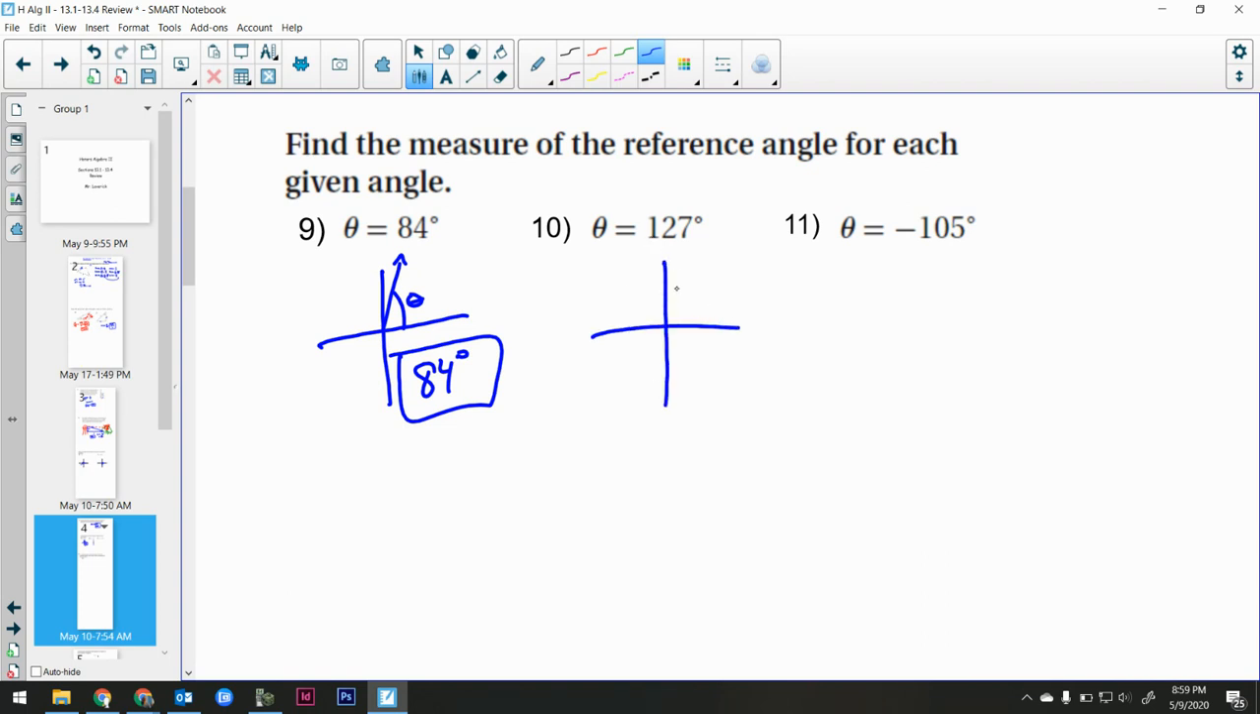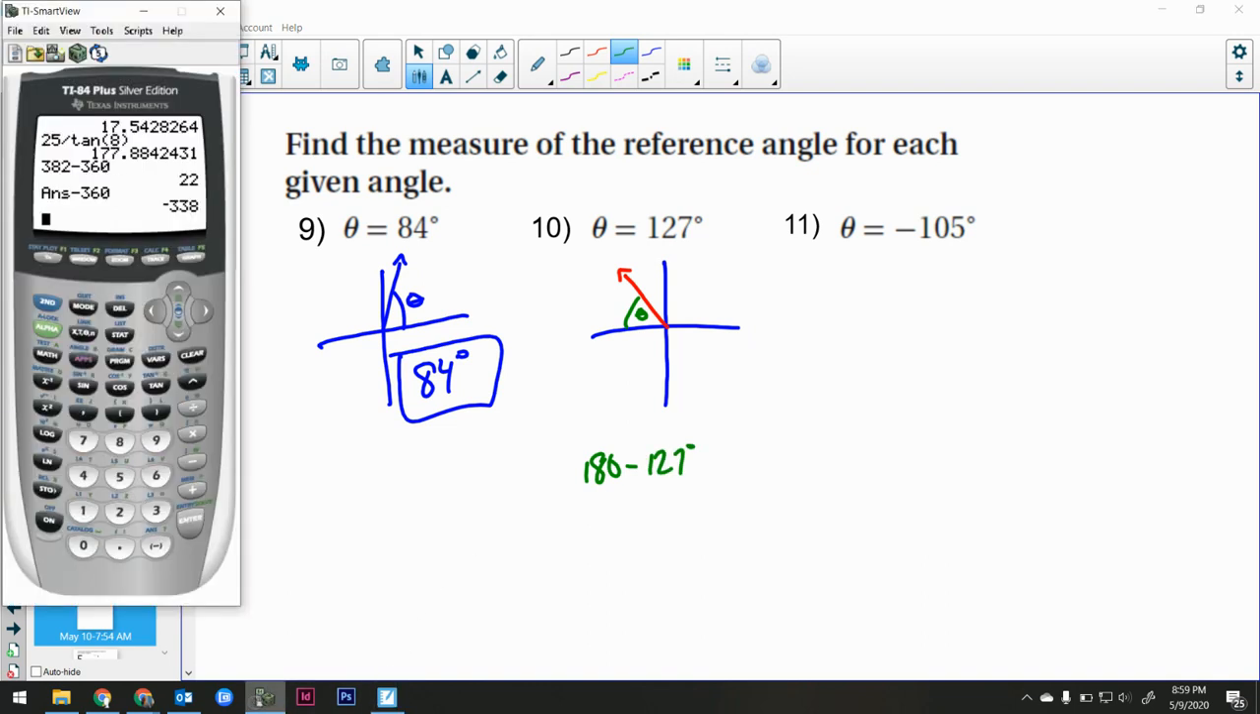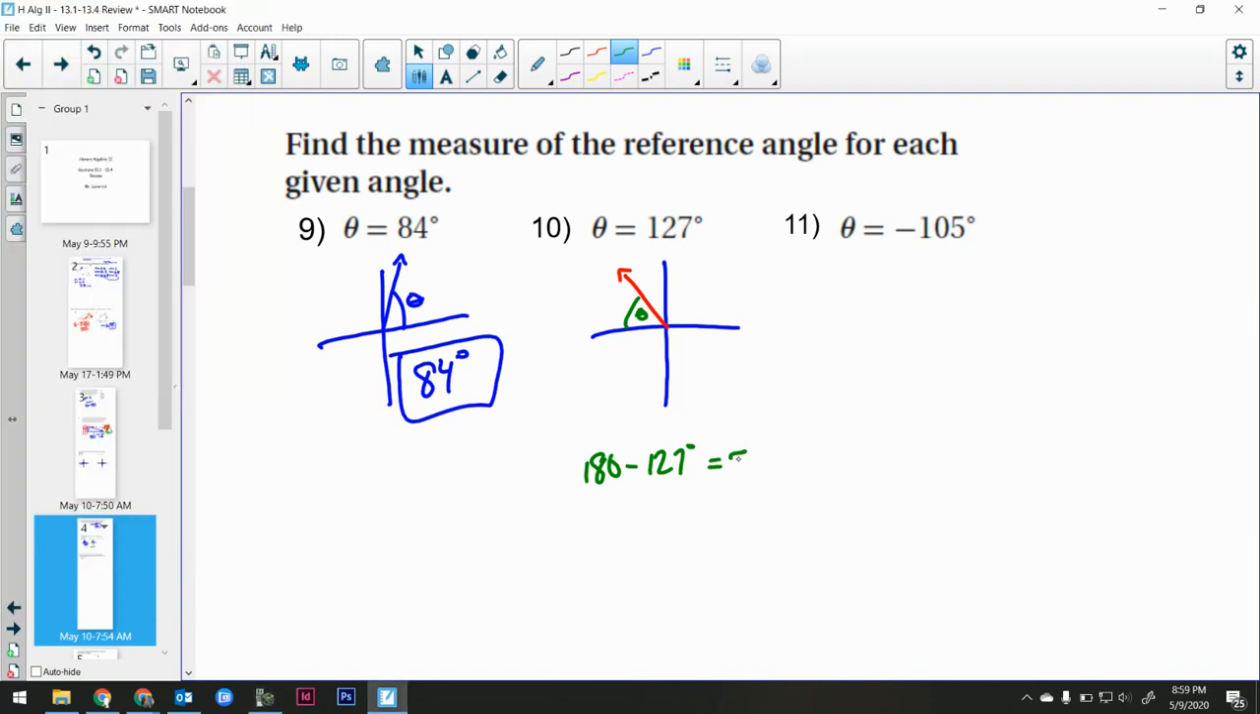So looking at 127 degrees here, this one's in the second quadrant. This is going to be about right there, 127 degrees, right? So there is my reference angle. Okay, so logically reason it through. This full rotation over to the other side of the x-axis is 180. So I'm going to take 180, and then subtract away 127. So let's go to our calculator here. 180 minus 127 gives me 53 degrees. So that's my reference angle.